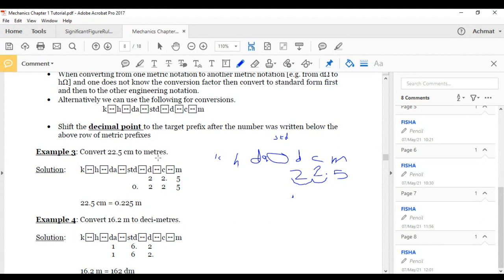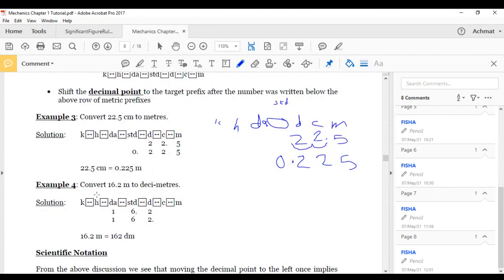Meters will be the standard form of this particular thing over here, meters, without any prefix. So now I can see that the 2 is there, I can write it there, a 2 there, and I can write the 5 there as well. Just make it look nice. But seeing that the decimal is here, then we put a 0 here. That 0, we call it a placeholder. So 22.5 centimeters will be 0.225 meters.